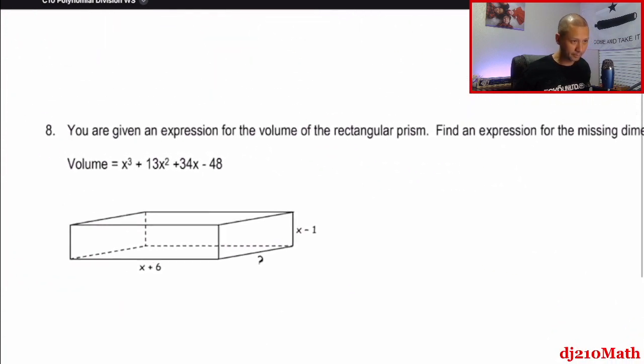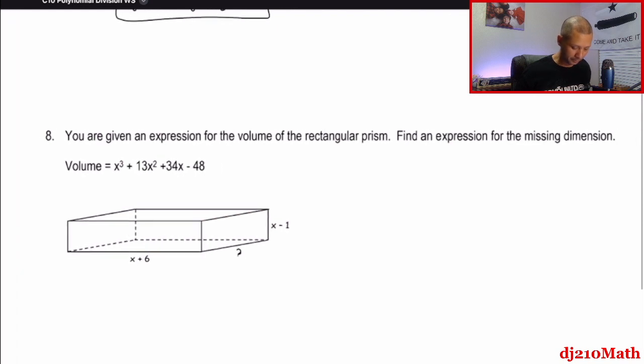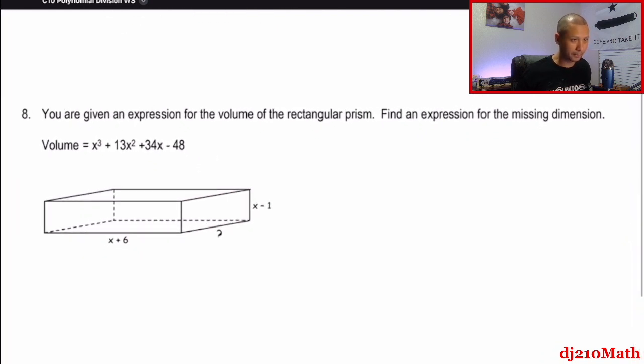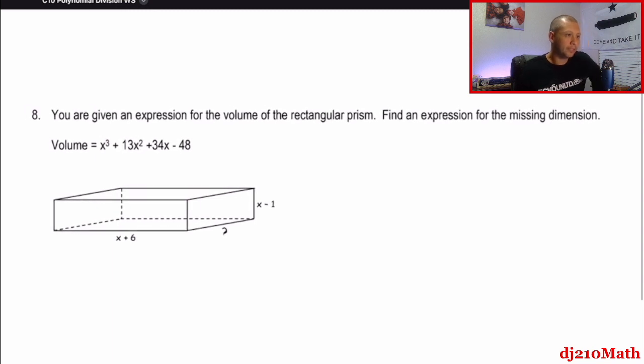Okay. It's a little math without a word problem. Well, it's not necessarily a word problem, but okay. You're given an expression for the volume of a rectangular prism. So volume is length times width times height. Find an expression for the missing dimension. So the missing dimension, I'm assuming, is this right here, where it looks like a question mark.